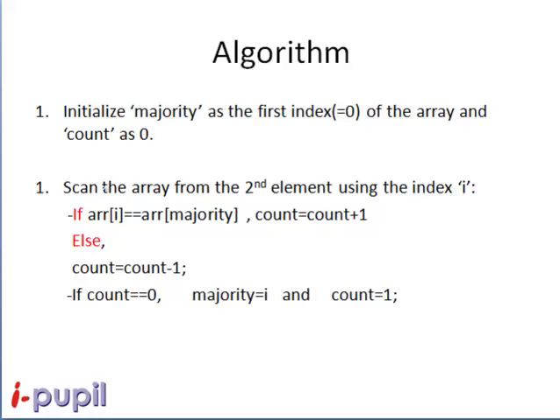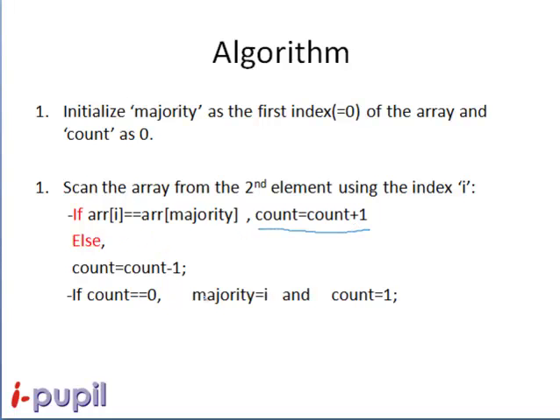Alright. So start scanning the array from the second element using the index i. We've already used the first element, right? Okay, if the value at the ith index, that is the current index that we are scanning, is equal to the majority element, the chances of it being the majority element increase. So we increase the value of count by 1 using this equation. Else we reduce the value of count by 1.